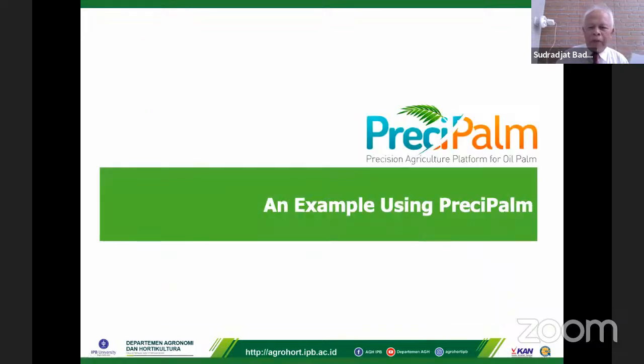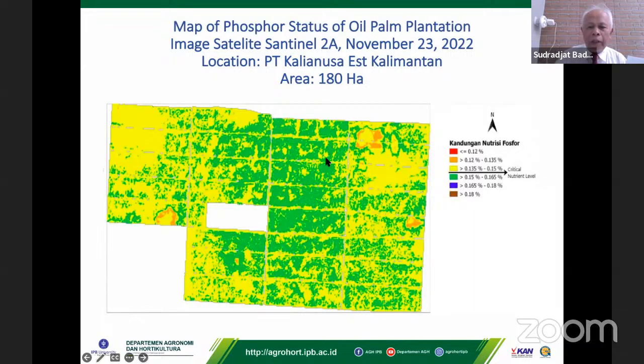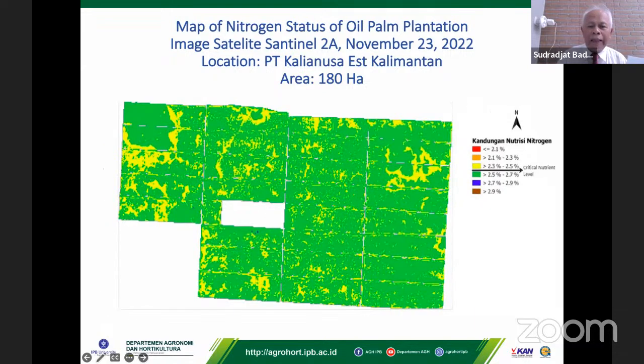This is an example of using PreciPalm. This is the nitrogen status. The total area is about 180 hectares. So we can see the yellow color means deficiency. If the green color, it means sufficient for nitrogen.